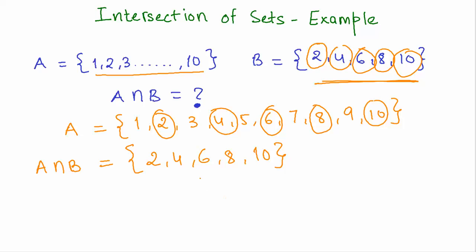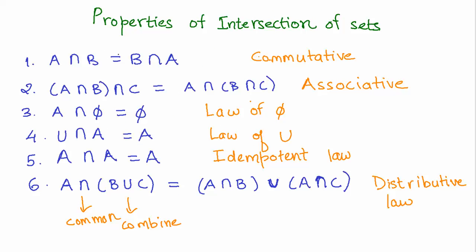Now if we try to generalize this observation, let me use a different color. So we see that B is a subset of A. Now for this situation we are observing that A intersection B equals B. So when one set is a subset of another one, and you try to take the intersection, the result is always equal to the subset. Now let us look at the properties of intersection of sets like we did for the union.